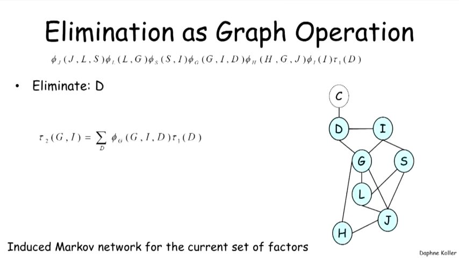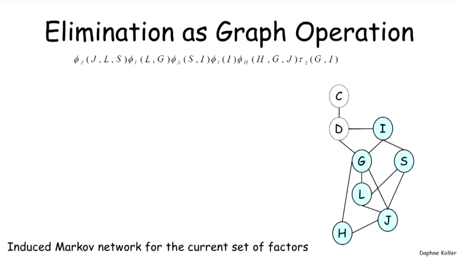We're going to eliminate D. So once again, we're going to take the two factors that we've now introduced, these two factors that are involved here, which is tau 1 of D and phi G of G, I and D, going to multiply them and going to eliminate D. And so the resulting graph is now going to look like this, where again the nodes with the dashed edges are not really there. They're just there to remind us that they were there before.